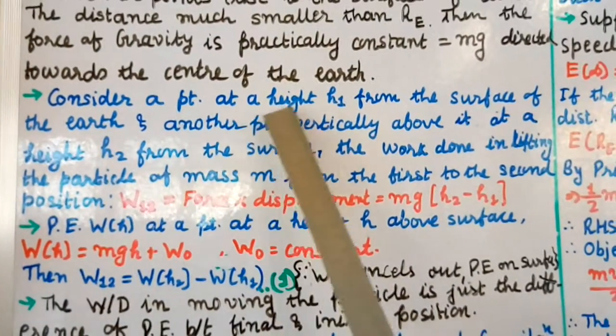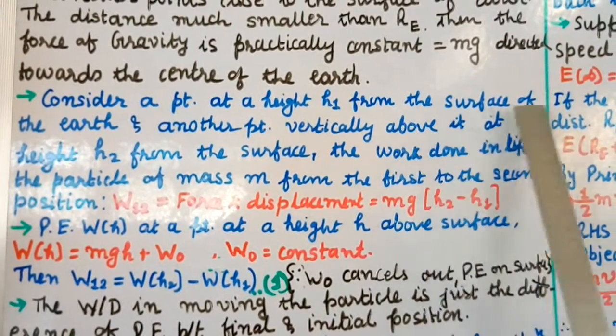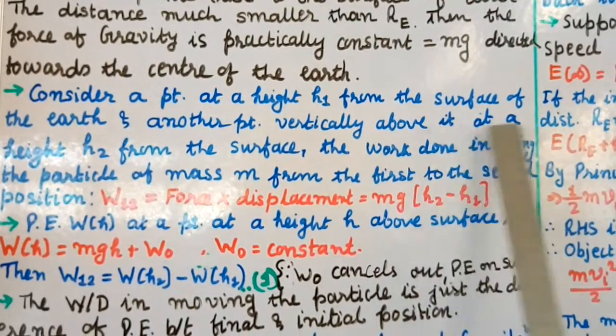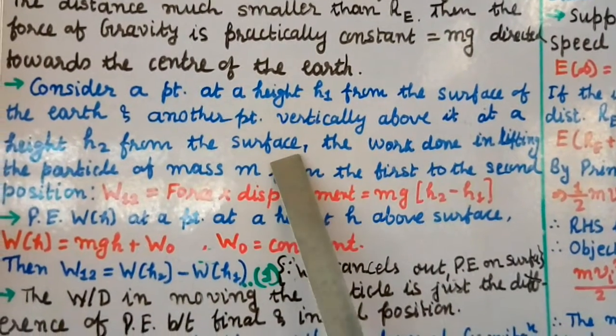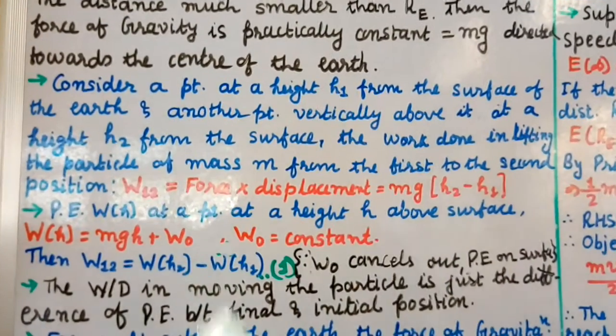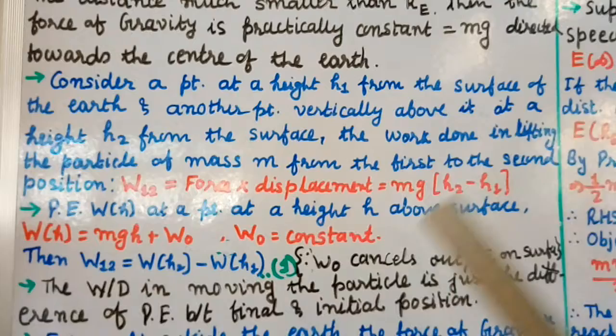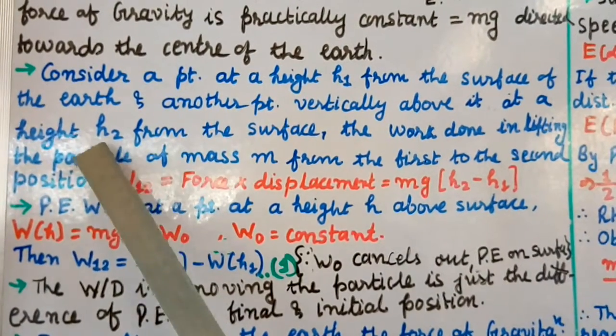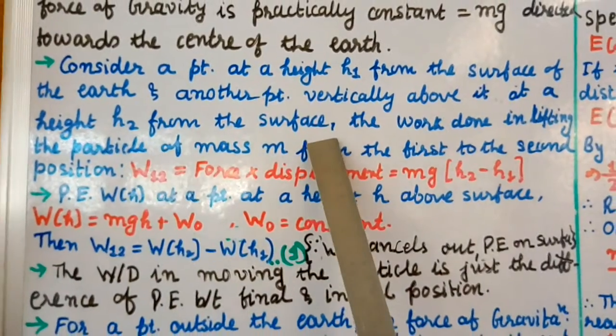Consider a point at a height h1 from the surface of the earth and another point vertically above it at a height h2 from the surface. Now we take 2 points, one at the height h1 from the surface of the earth, and the other one vertically above it at the height h2 from the surface of the earth.